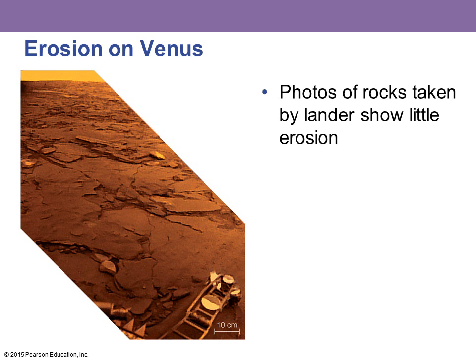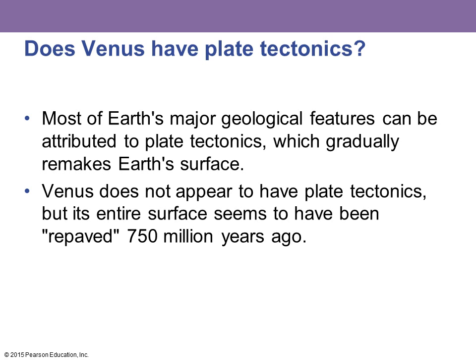Here's some photos of rocks taken by a Russian lander. The lander itself was able to survive for several minutes before it was basically crushed and melted by the extreme Venus atmosphere. So does Venus have plate tectonics? Well, most of the Earth's major geological features are attributed to plate tectonics, which gradually recycles or remakes the Earth's surface. But Venus doesn't appear to have any plate tectonics, but its entire surface seems to have been repaved a little less than 1 billion years ago. So maybe there was something going on, but it has also stopped.